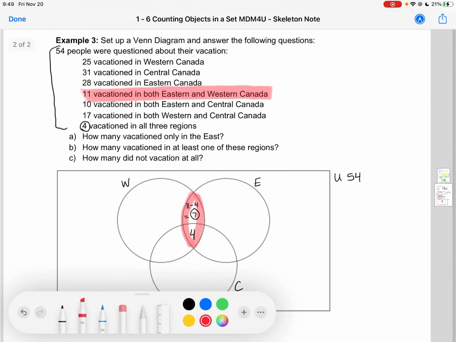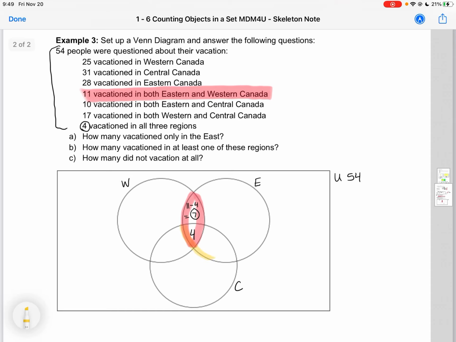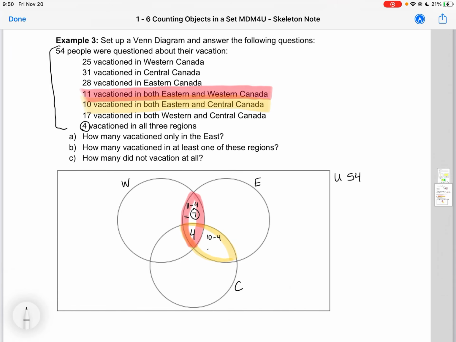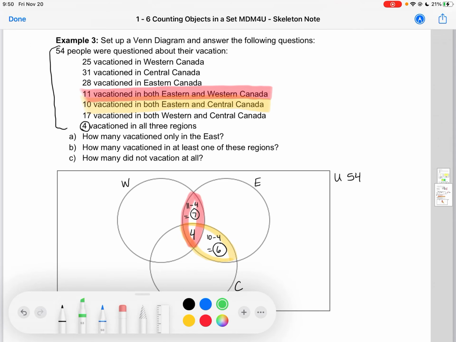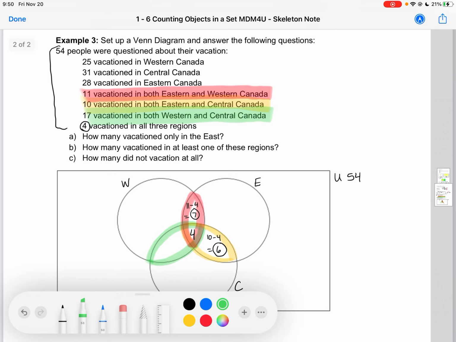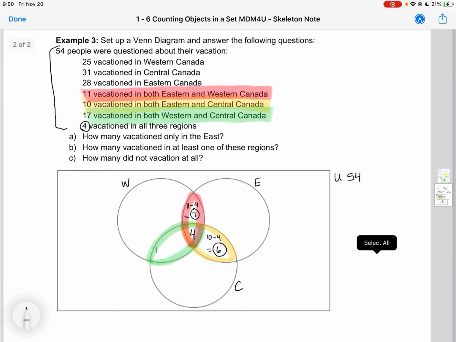I'm going to repeat the same process for the 2 other segments here. So I'm going to highlight this next one in yellow. This is Eastern Canada and Central Canada. I know that those 2 segments have to add up to 10. So I would have 10 take away 4 equals 6 here. And then my last one I'm going to do in green. So this last overlap is going to be the people that vacationed in Western Canada and Central Canada only, but not in Eastern Canada. So I know that that is 17. So I would have 17 minus 4 would be 13 people in that section of the Venn diagram.